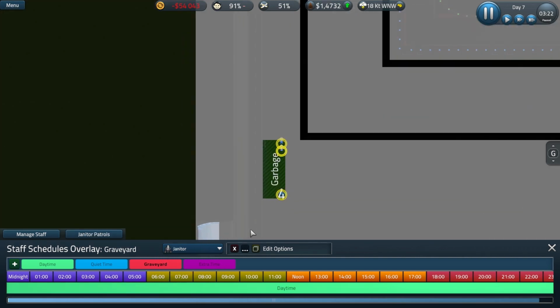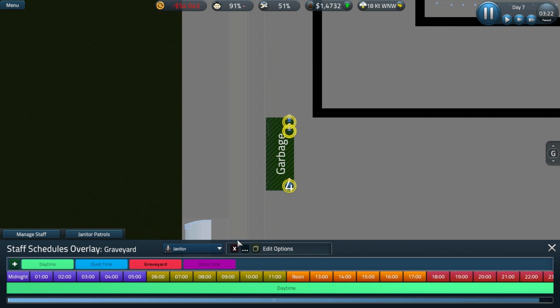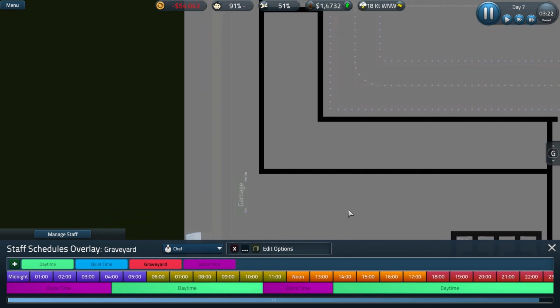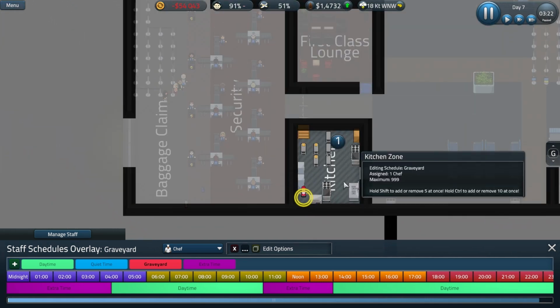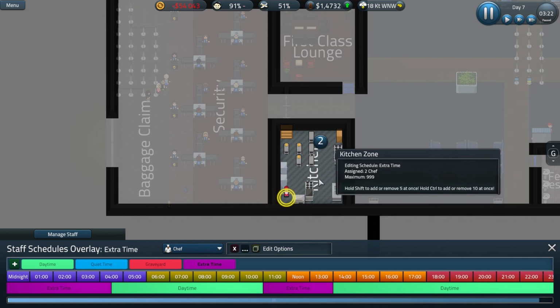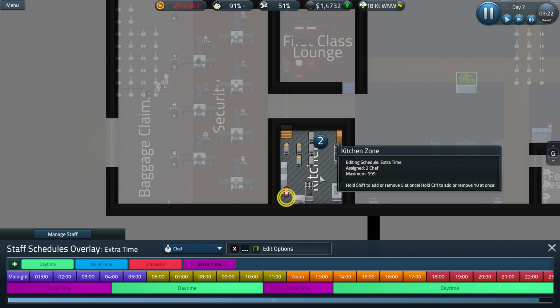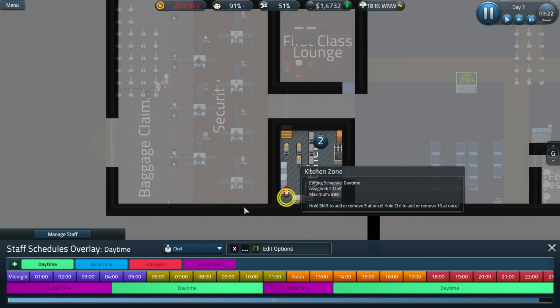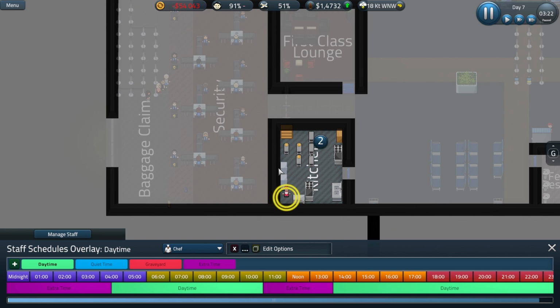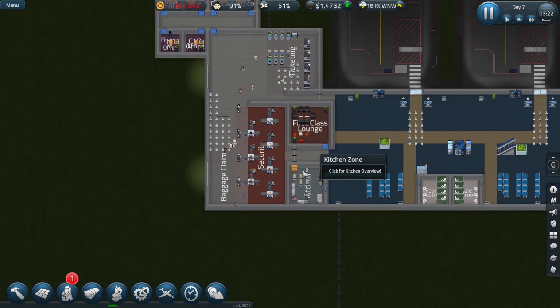Okay, let's start with our janitors. We have 4 janitors around on-site throughout the 24-hour period. I'm not going to change that. Okay, now for something interesting with regards to our chefs. Did you know that you can have more than 1 chef in a kitchen? And the way to do this is to right-click and increase the number here. I'm going to take this number to 3. Which means we'll have 3 during the peak period, the extra time slot, and just 2 during the rest of the day.